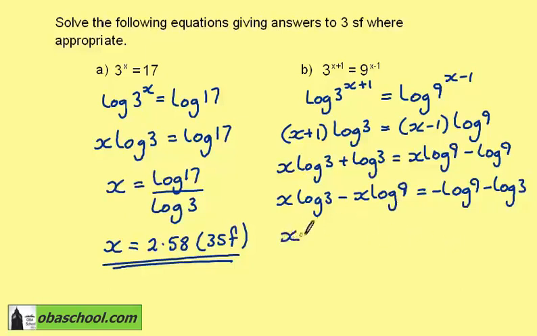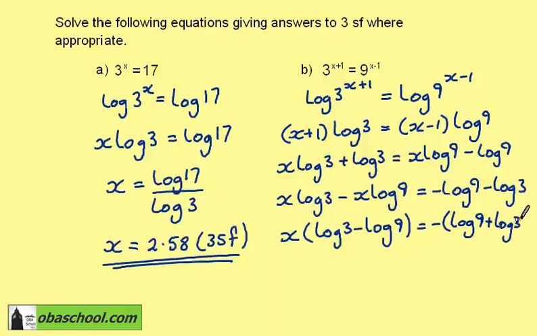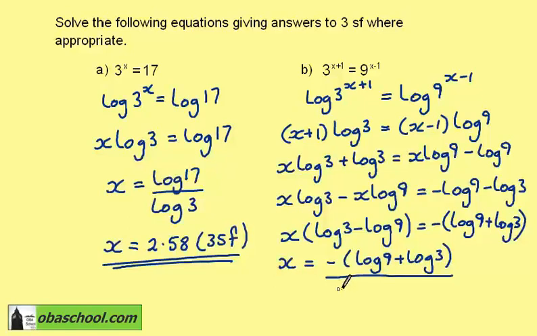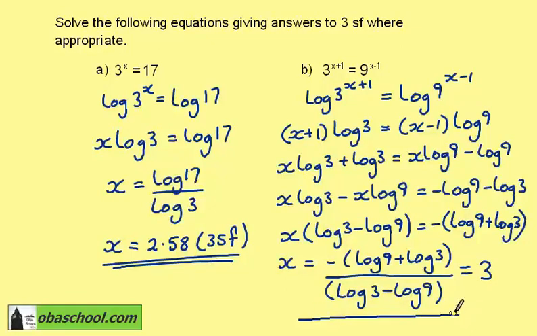We can take out a common factor of x here, giving us x times log 3, take away log 9, and on this side we could take out a common minus 1, giving us log 9 plus log 3 in the bracket. Now dividing both sides by log 3 minus log 9, we get x is minus log 9 plus log 3, all divided by log 3 minus log 9. If we calculate this, we find the answer is 3 exactly.